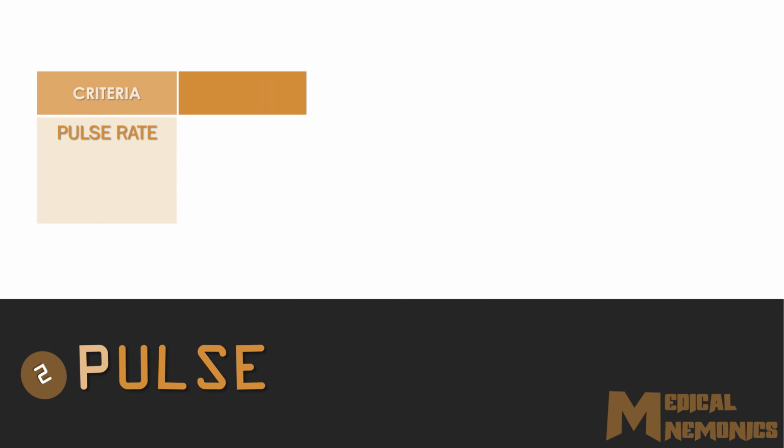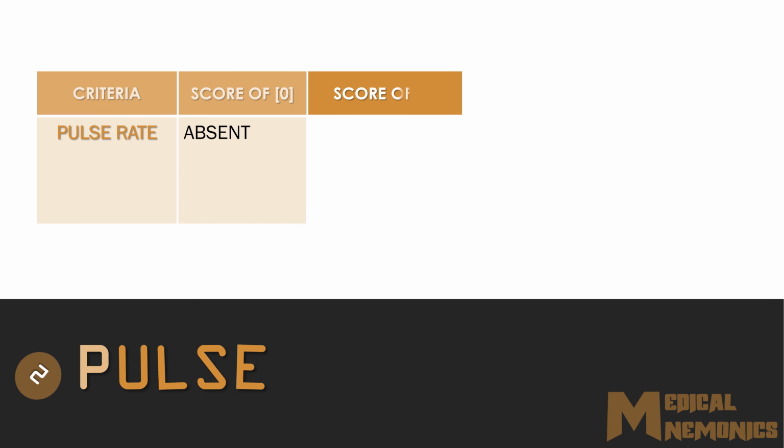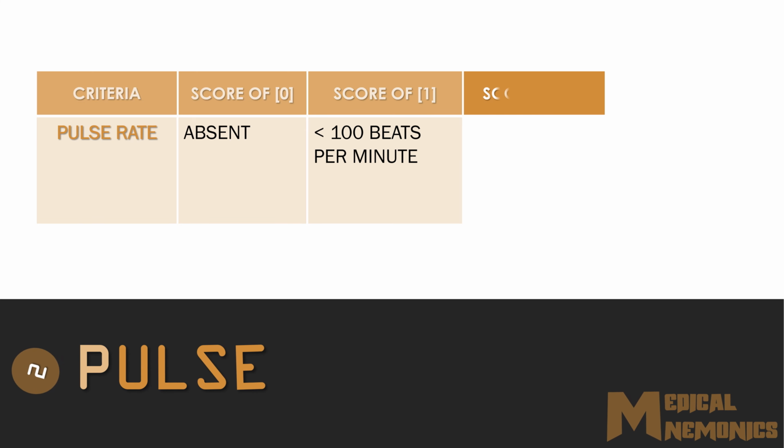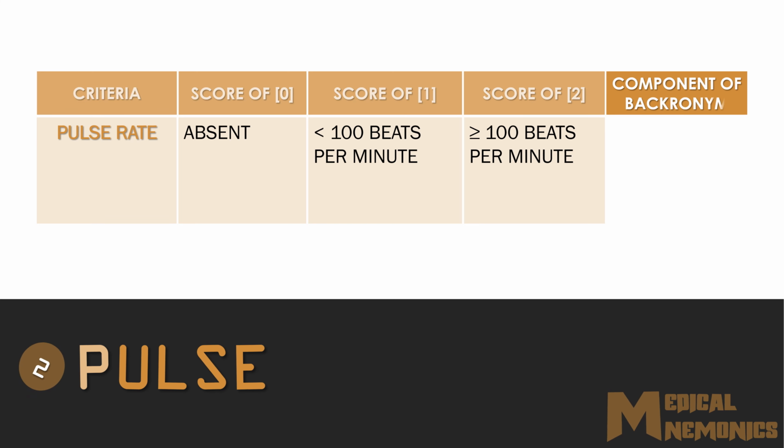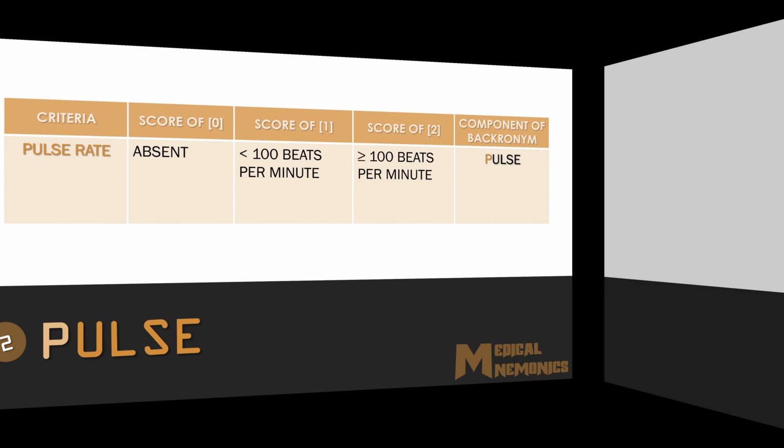Second is pulse, which is judged by the pulse rate. A score of 0 is given when the pulse is absent. A score of 1 is given when the pulse rate is less than 100 beats per minute. A score of 2 is given when the pulse rate is more than or equal to 100 beats per minute. And that makes the pulse component of the APGAR score.